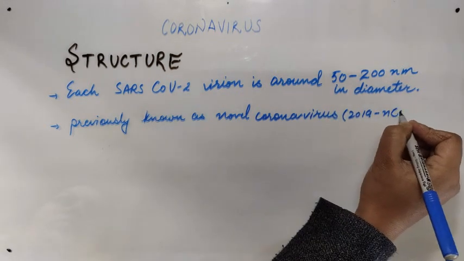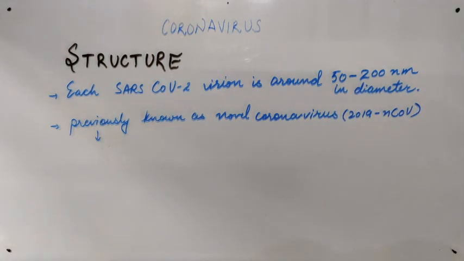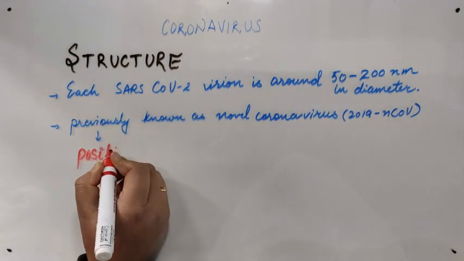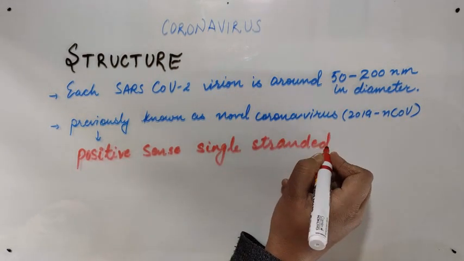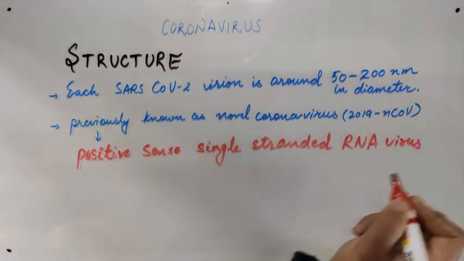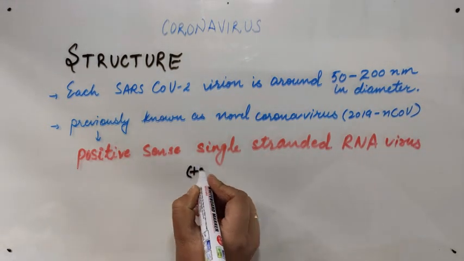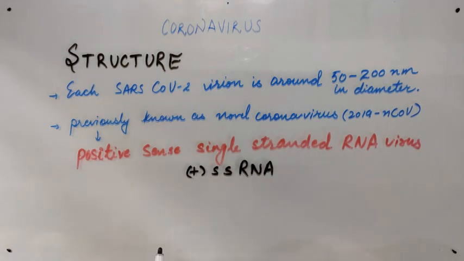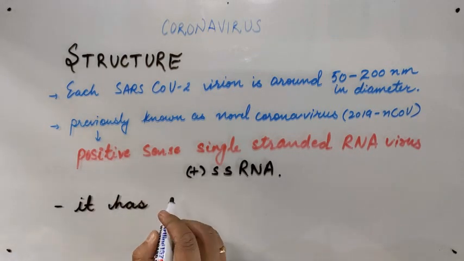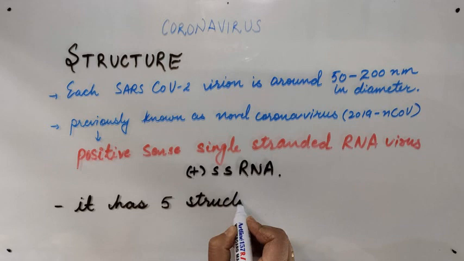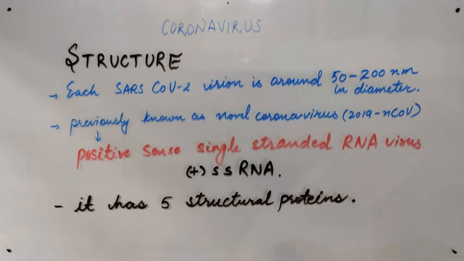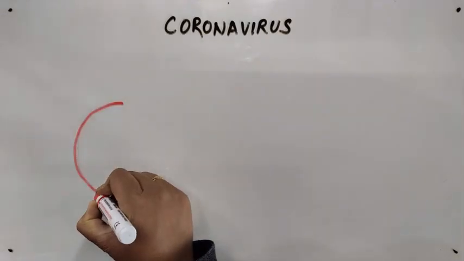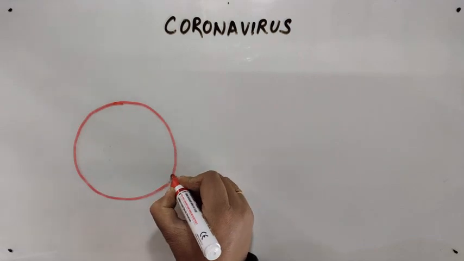The novel coronavirus is, according to Baltimore classification, a positive sense single-stranded RNA virus. It belongs to class 4 of Baltimore classification. Now, it has 5 structural proteins, namely spike, envelope, membrane, nucleocapsid, hemagglutinin esterase dimer, and an RNA genome.